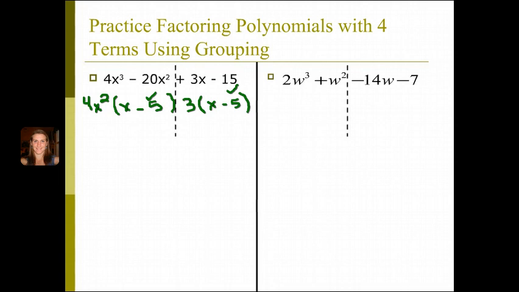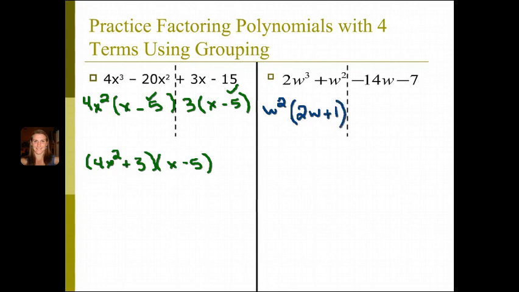So our final answer should be 4x squared plus 3 times x minus 5. In our second example, our greatest common factor is simply w squared. We're left with 2w plus 1, because w squared times 1 gives you w squared.